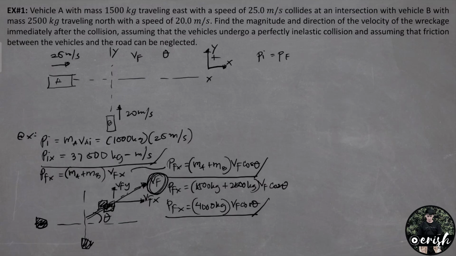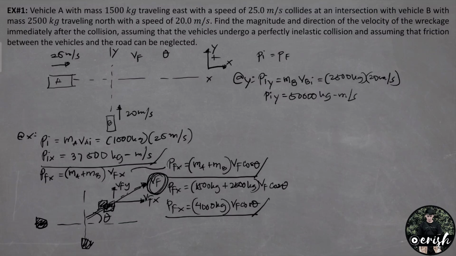At y component naman, initial momentum at y component is equal to, before the collision, ang nag-aak lang is si vehicle B lang sa y component. So this is mass of B times the velocity of B initial. Ang mass ni B is 2,500 kilograms, and ang kanyang velocity initial is 20 meters per second. By calculating, ang initial momentum at y is equal to 50,000 kilograms times meters per second.